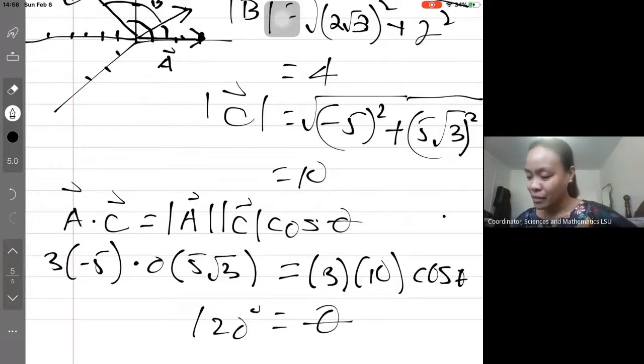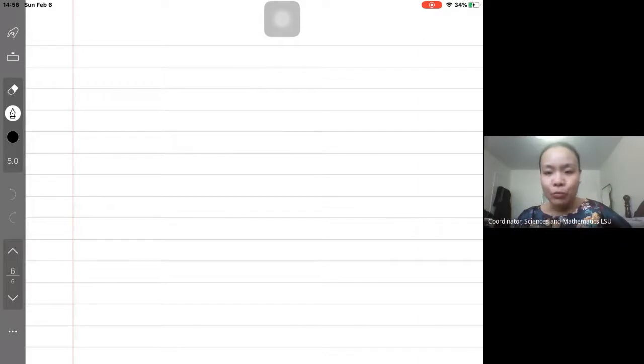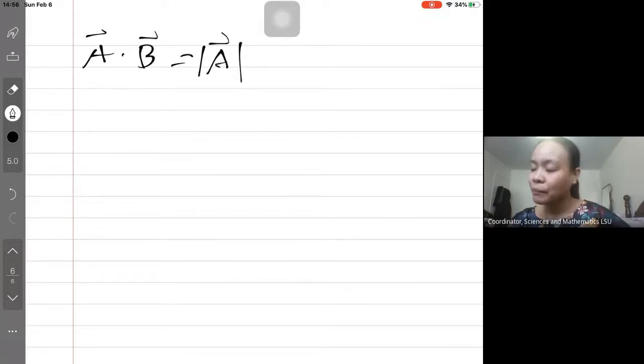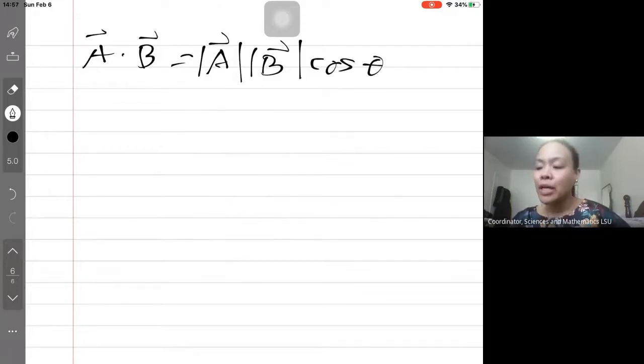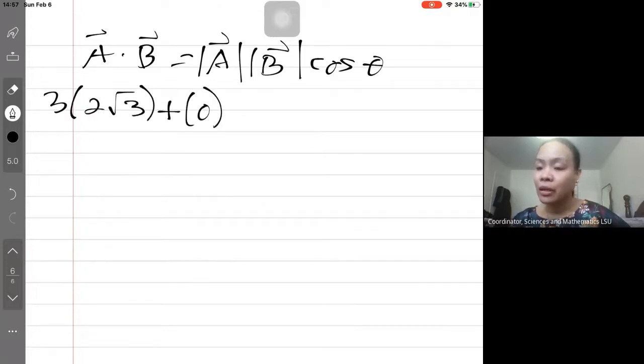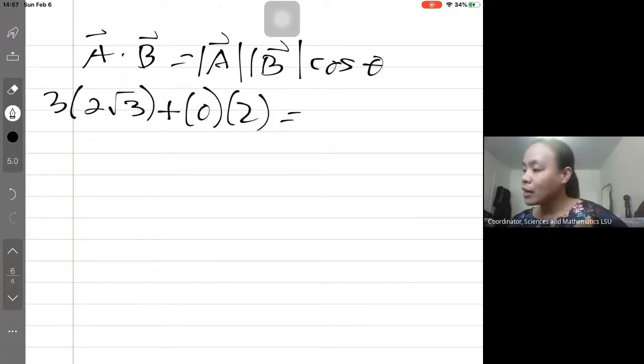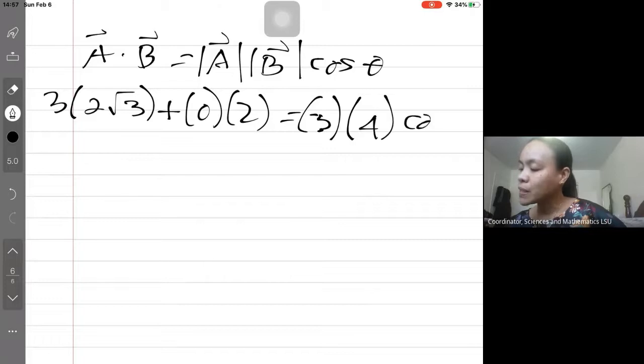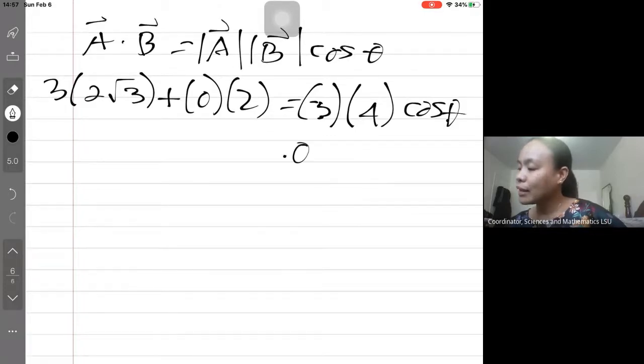So next, between vectors A and B. Again, the dot product of A and B is equal to the magnitude of A times the magnitude of B times cosine theta. For A and B, we have 3 times 2 square root of 3 plus 0 times 2. The magnitude of A is 3, and the magnitude of B is 4, times cosine theta. And theta is 30 degrees.